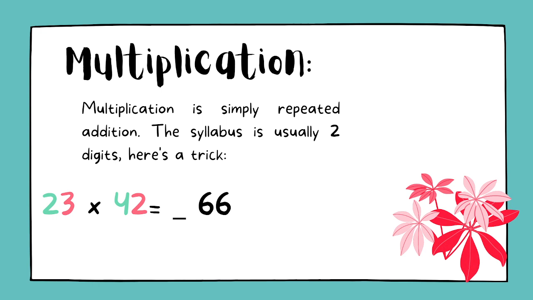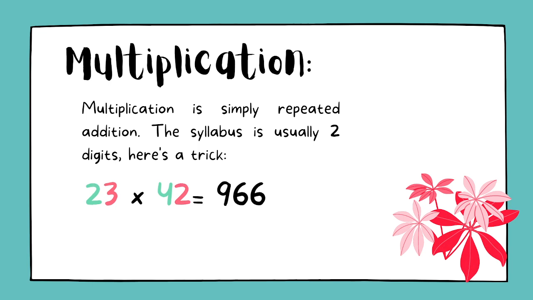Then you carry on the 1 from the 16. Finally, to get the last place, you would multiply the first 2 digits, which is 2 and 4. You get 8. But remember the 1 that we carried on from 16? You would need to add that 1 to the 8 to get 9. So the answer is 966.